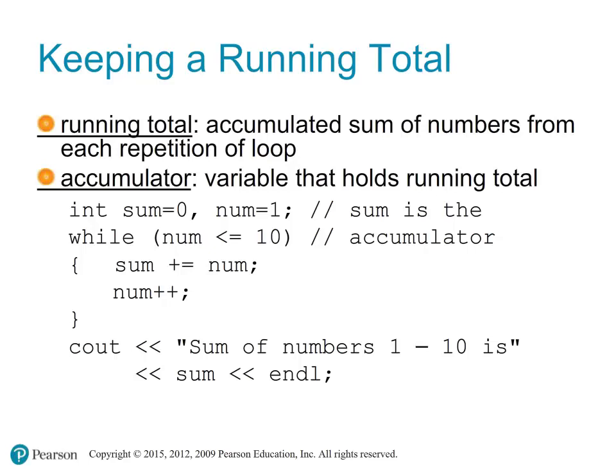Two variables, sum and num, are initialized. Sum is set to 0 and serves as the accumulator, while num is set to 1. The while loop continues as long as num is less than or equal to 10. The value of num is added to sum during each iteration. Num is then incremented by 1. After the loop, the program prints the sum of numbers from 1 to 10.